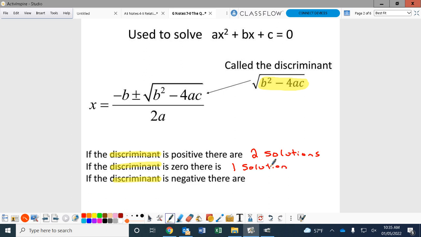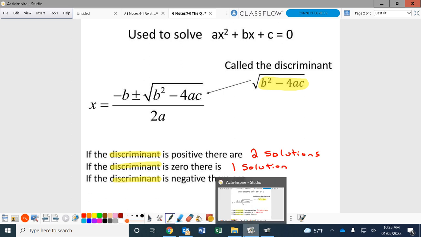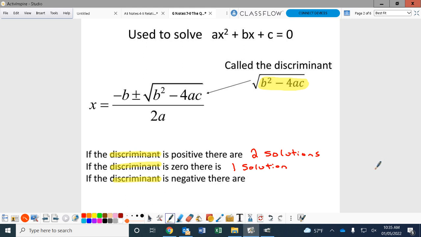One solution. There's only going to be one in the whole thing. And then the last one is if the discriminant is negative. Guys, do this right now. Grab your calculators, type 3, hit the negative button, and hit the square root button. It should tell you something like an error.